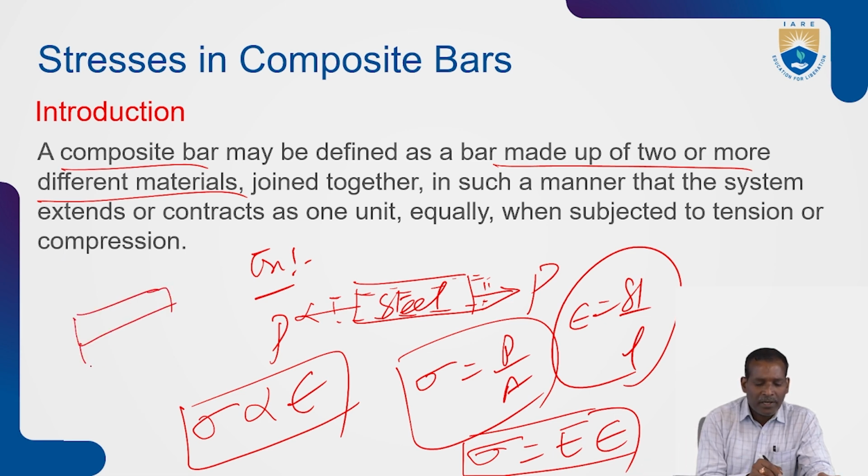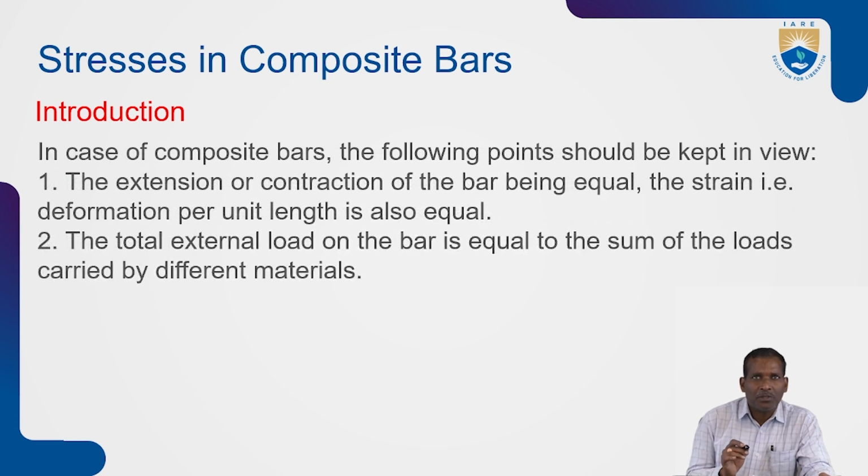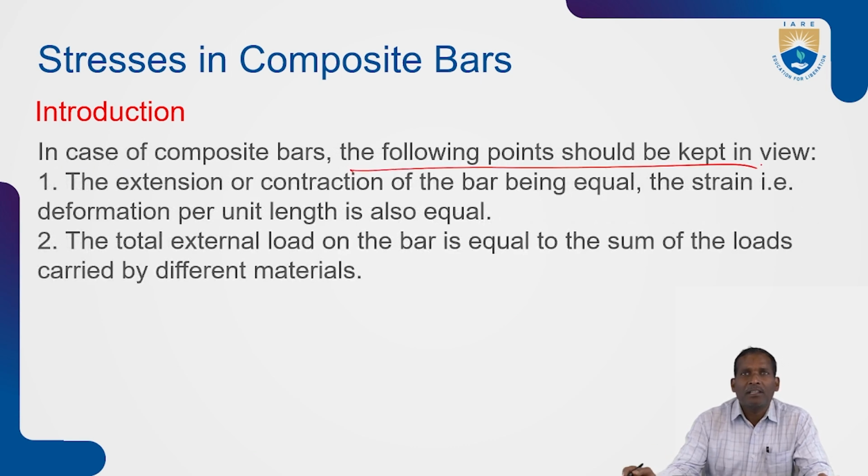This is one material and another material. For example, steel and copper. When these two are subjected to tensile load, they will extend simultaneously and contract equally. So how do we calculate the stresses in this type of composite bar? That is today's topic. In the case of composite bars, the following points should be kept in view.